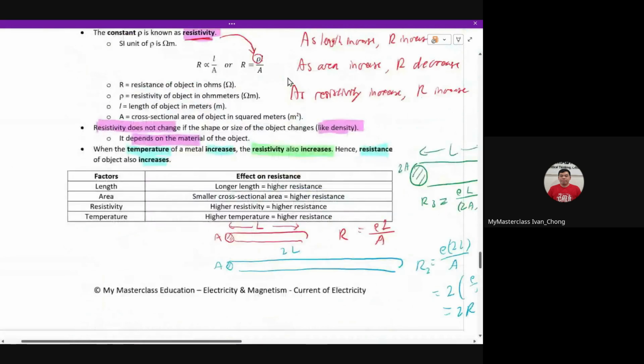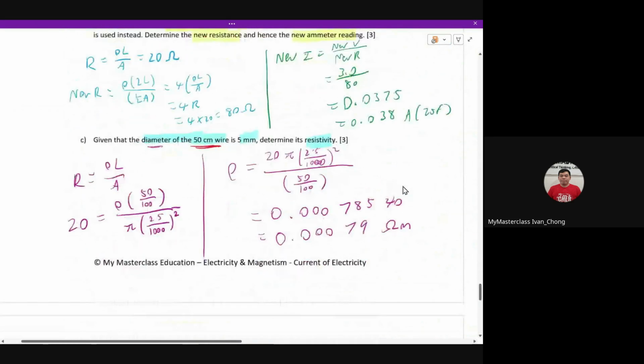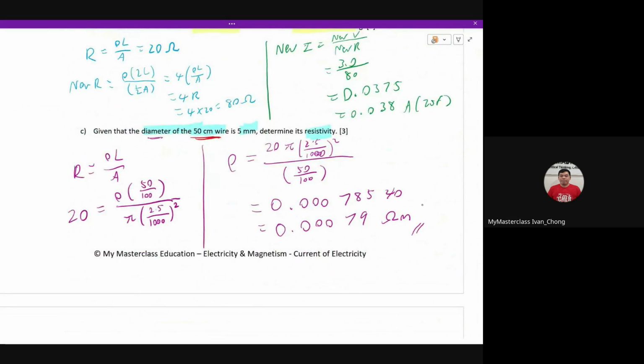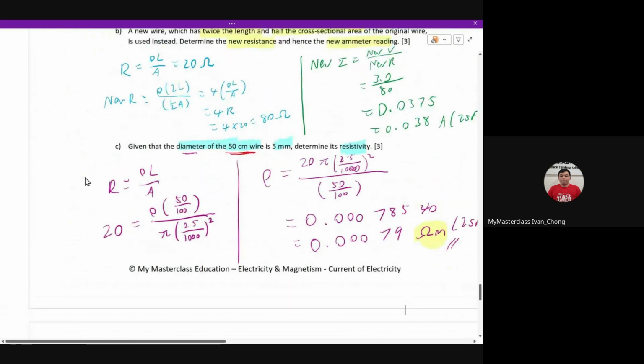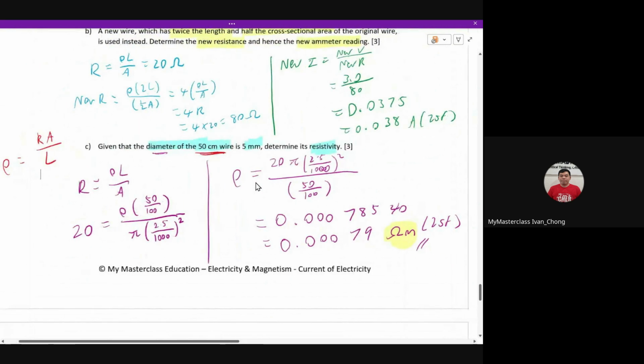Okay, so you can see resistivity is not very commonly tested itself. So the units, you might need to be a little bit more careful. You might want to spend some time to memorize the units. If you cannot memorize the units, one way you can do it is, if I want to have resistance, you can make it the subject. It is RA over L. So ohms times meter squared divided by meter. So meter squared divided by meters, you end up with meters, so it's ohm meter. Something like that.